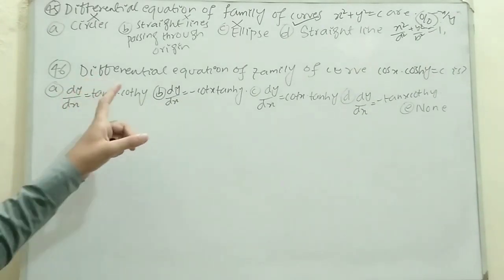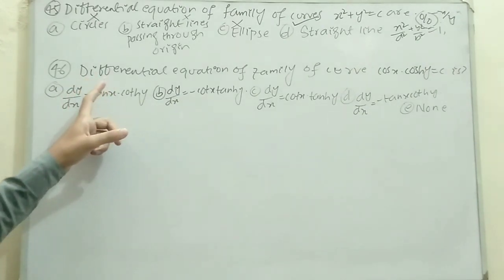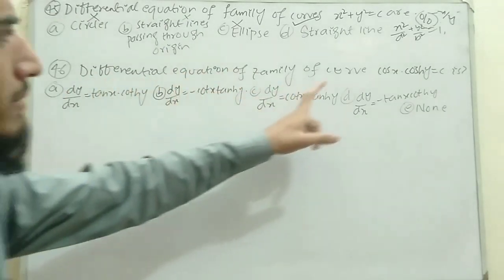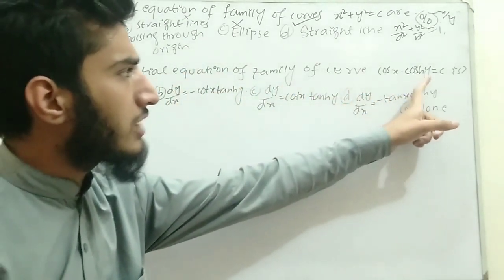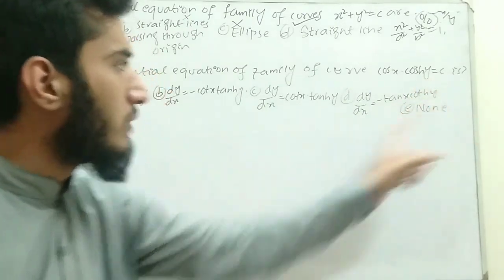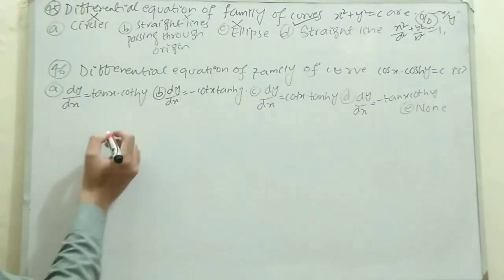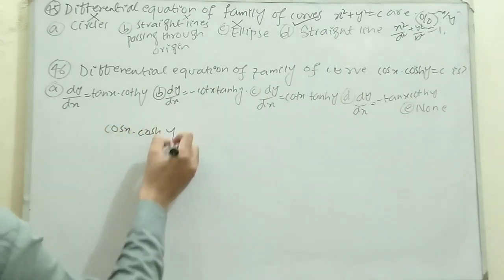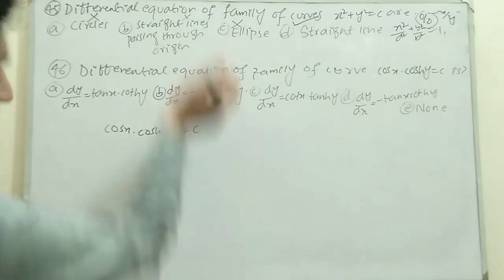So the correct option for MCQ number 45 is option number D. Move to the last MCQ of the ETEA 2020 engineering test. It tells that the differential equation of a family of curves cos x cosh y, hyperbolic function of y, is equal to C will be; 4 options are given. So taking the given cos x cosh y is equal to C.